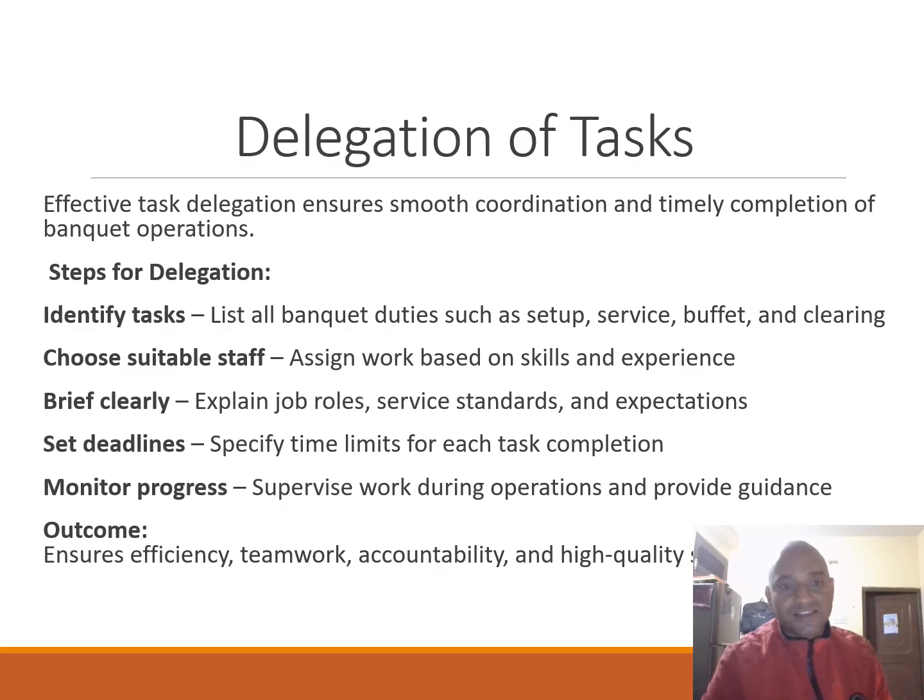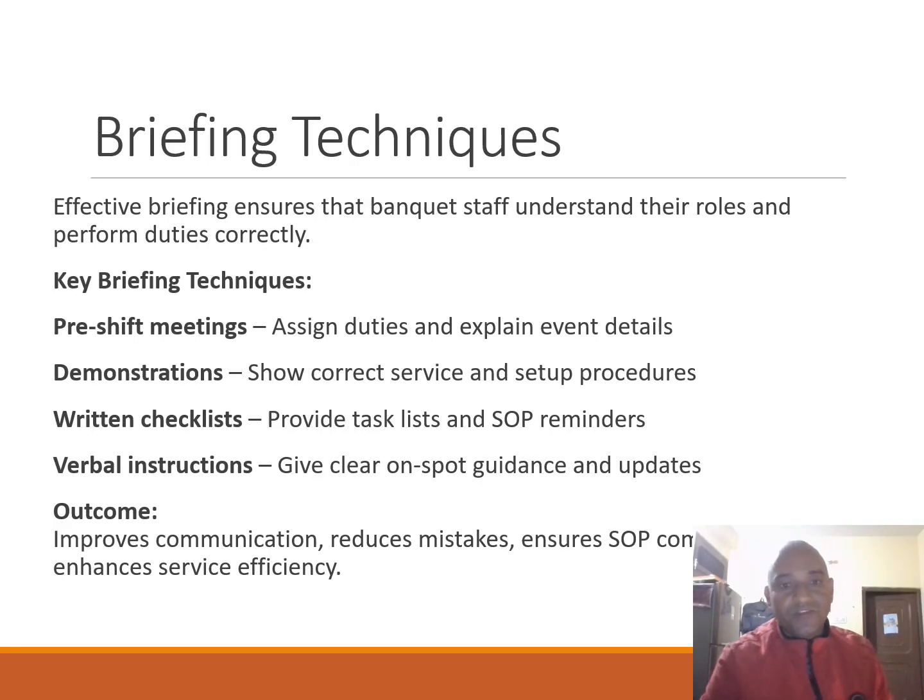Delegation of tasks. Effective task delegation ensures smooth coordination and timely completion of banquet operations. Steps of delegation are identifying tasks, choosing suitable staff, briefing clearly, setting deadlines, monitoring progress. Briefing techniques are effective. Briefing ensures that banquet staff understand their roles and perform duties correctly. Key briefing techniques are pre-shift meetings, demonstrations showing correct service and setup procedures to them, written checklists, and verbal instructions given to the staff.